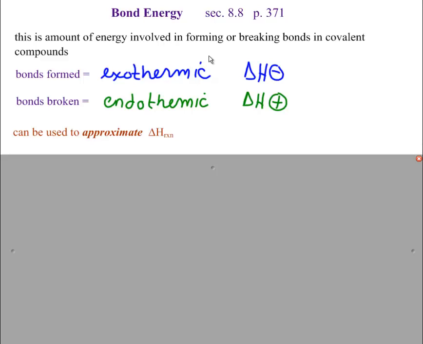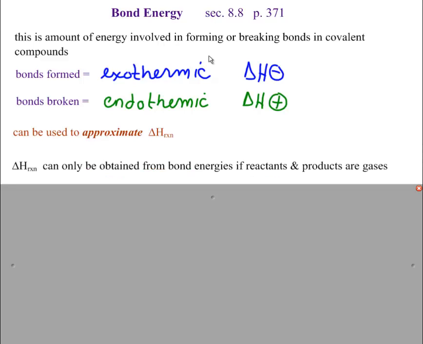Okay, bond energy for a reaction can be used to approximate the heat of a reaction, and we can do this by an algebraic process, looking at the energy involved in breaking all the bonds of the reactants and forming all the bonds of the products. If the reactants and products are gases, that's when we're going to get our best approximation. If we're looking at a reaction that involves liquids or solids, it's going to be an even more distant approximation rather than a fairly exact approximation for the heat of the reaction.